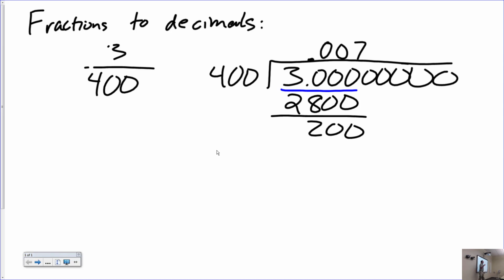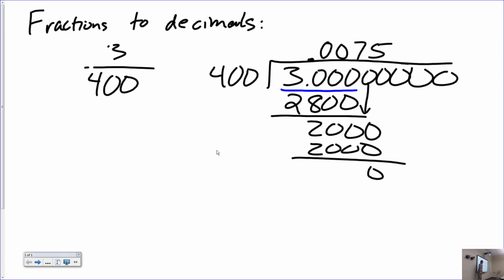Subtract, 200. If you don't have a remainder of 0, always drop a 0 down, folks. You always get a 0 free going down. How many times does 400 go into 2,000? Nicely enough, 5. And 5 times 400. And there is the decimal representation of 3/400. 0.0075.